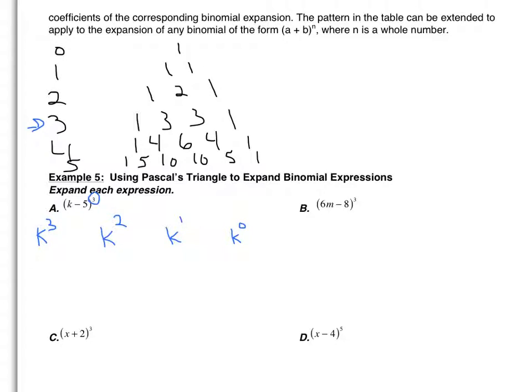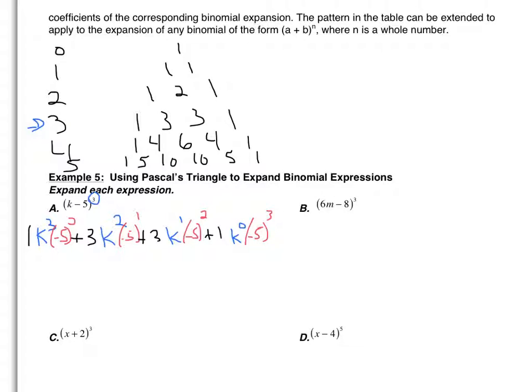And then we're going to take a negative 5, which is our b. And we're going to multiply by negative 5 starting at the 0 power, and then times negative 5 to the first, times negative 5 to the second, and times negative 5 to the third. And then we're going to look at Pascal's triangle. So we're in the third row, so our coefficients are going to be 1, and then we have plus 3 times k plus 3 times k again, and then plus 1.